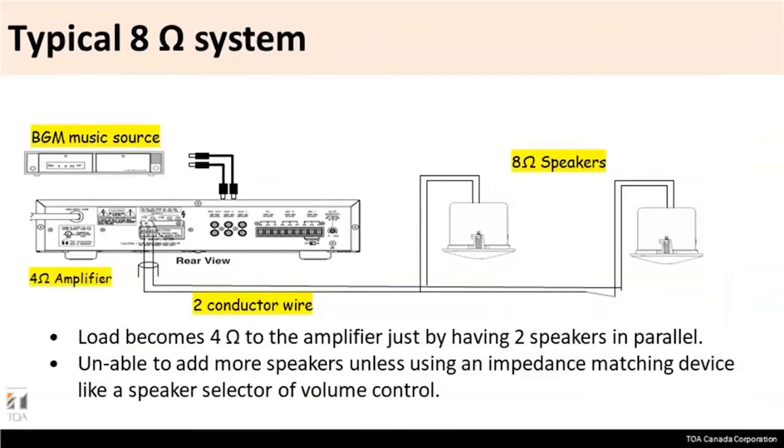You cannot add, for example, 3 speakers because you cannot balance out the impedance. Or you cannot have 7 speakers connected to the system because you cannot balance out the impedance. So that is the limitation of an 8 ohm system: you have to make sure that the impedance matching is done correctly.